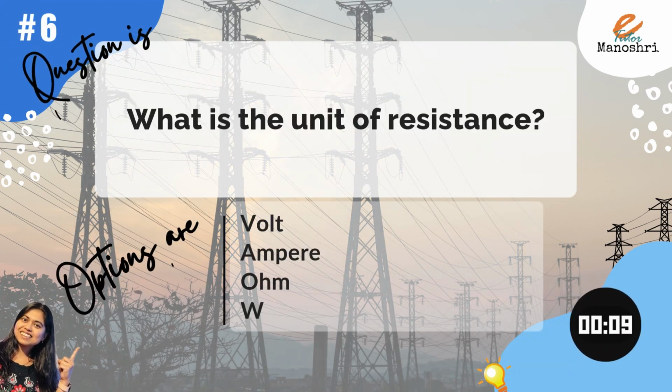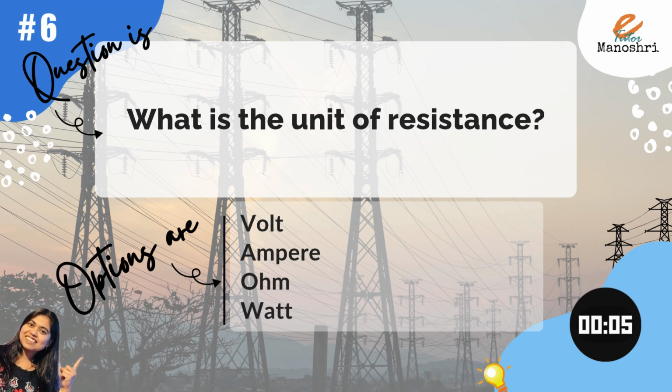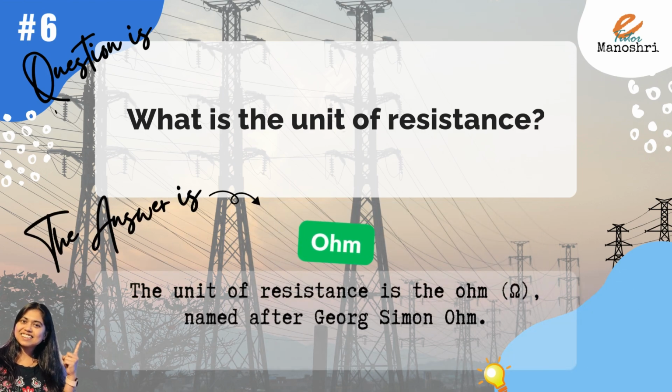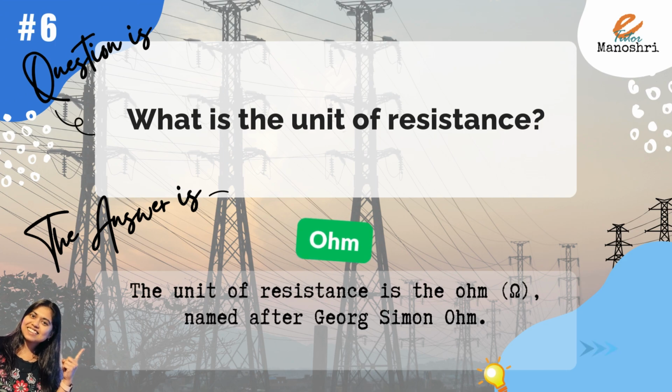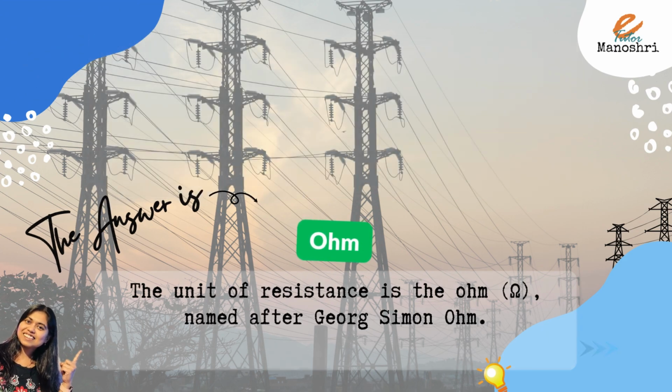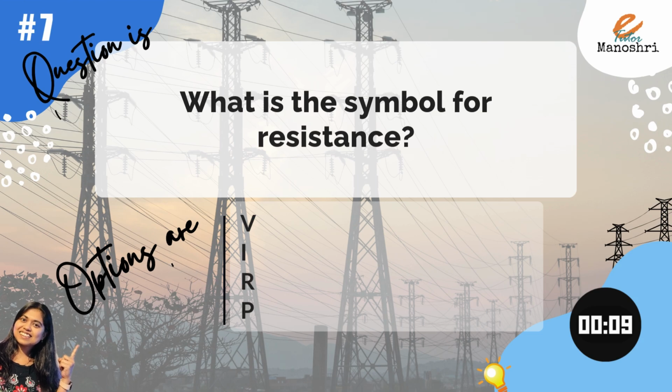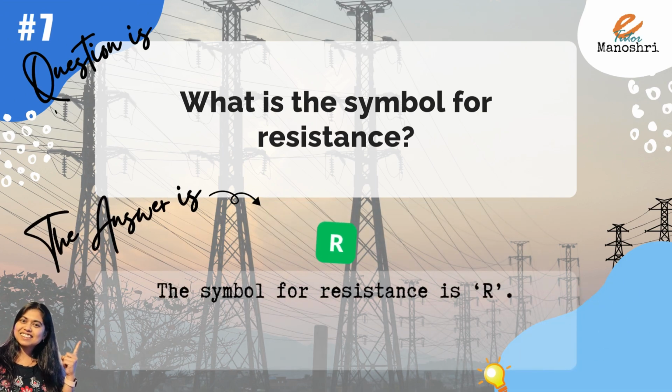What is the unit of resistance? The unit of resistance is ohm. What is the symbol of resistance? The symbol of resistance is R.